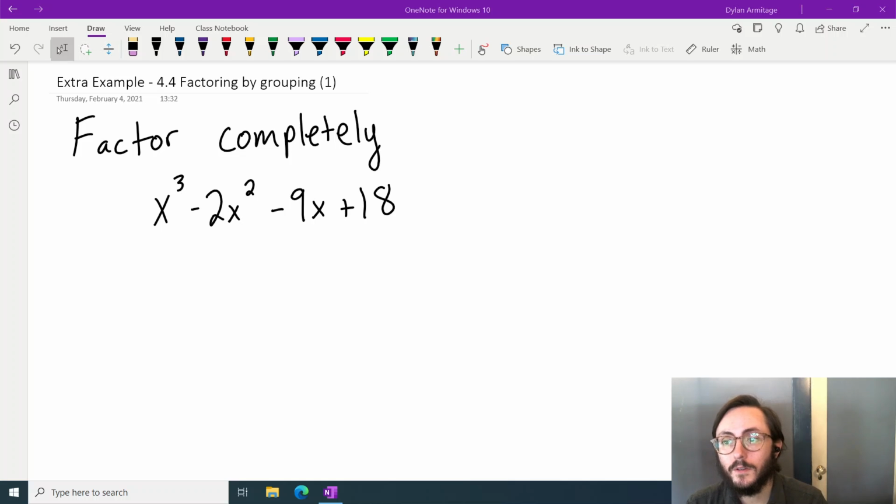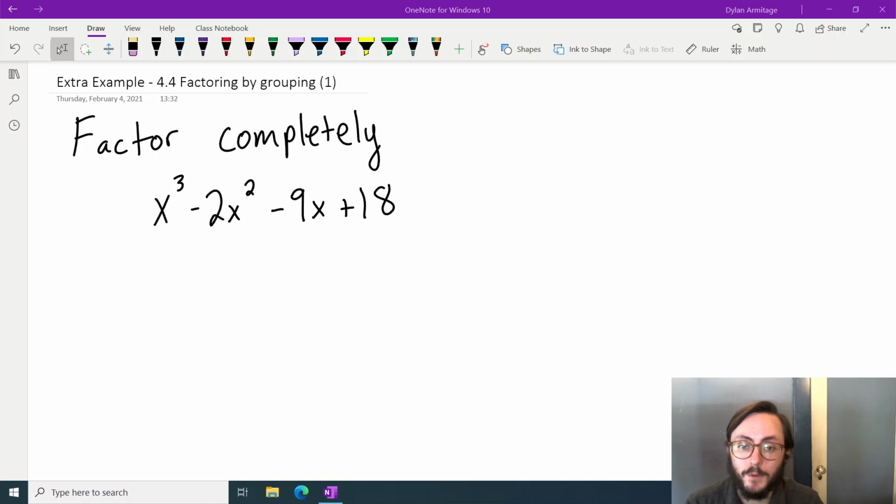In this video, we are doing an extra example from chapter 4.4 for factoring by grouping. Okay, so we are going to factor completely x to the third minus 2x squared minus 9x plus 18.